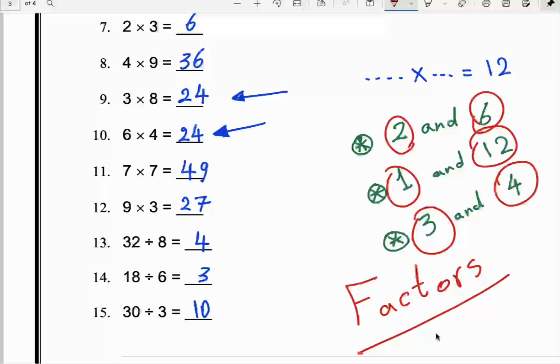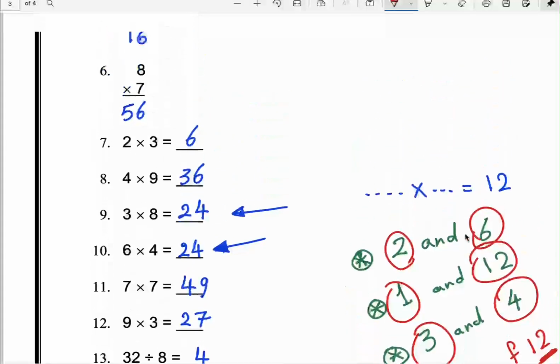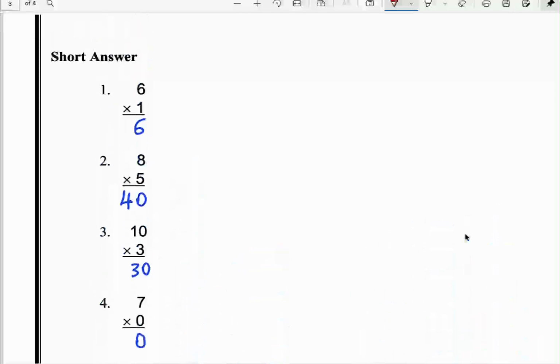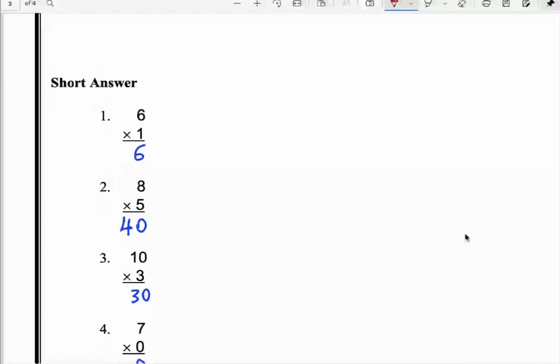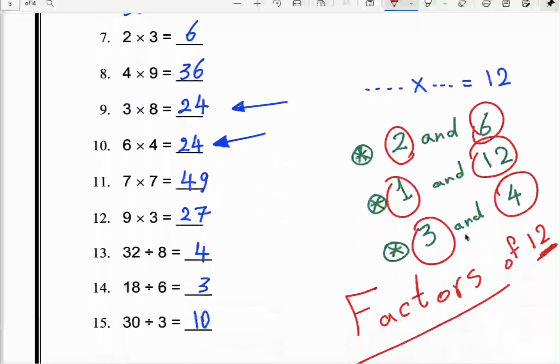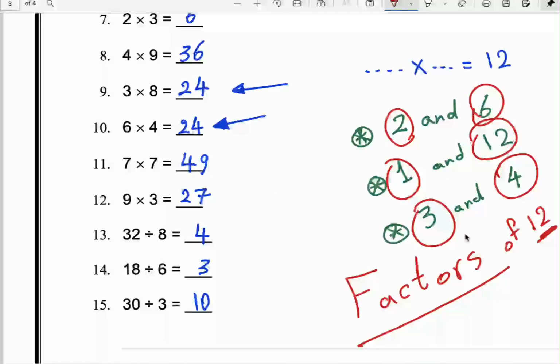What is the meaning of factors? Factors are the numbers that we can multiply by another number to get 12. So factors of 12 are numbers that we can multiply by any other number to get 12. Okay? Before I ask you another question, Yasin, did you get it now? Yeah, I get it. Okay, thank you, my hero.